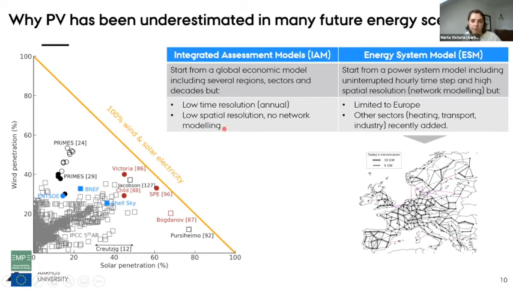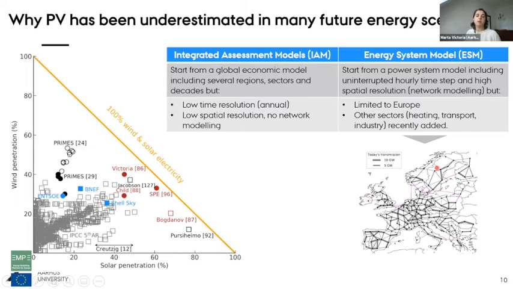regional integration. Then on the other hand, we have energy system models that started from a detailed modeling of the power system, and some of them include an uninterrupted hourly time step and high spatial resolution. So they are modeling the network as the one shown here. But some of them are limited to a smaller region like Europe, and only recently they have started to add heating, transport, industry, or other sectors.